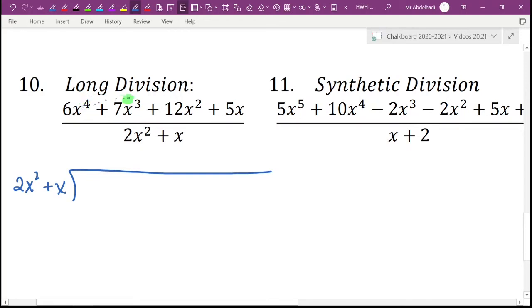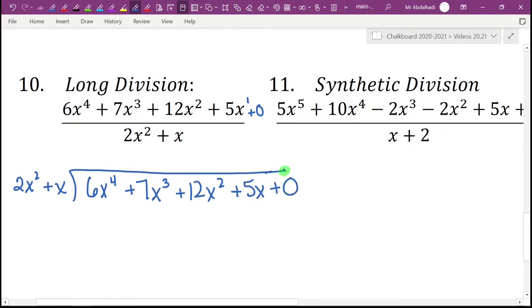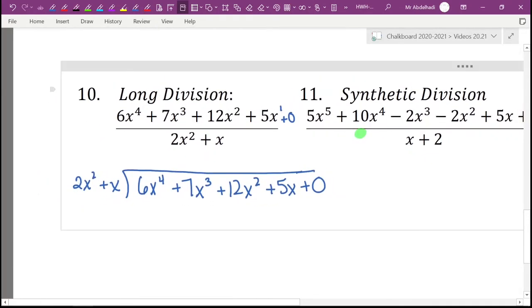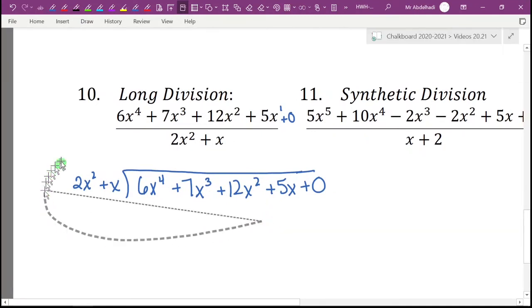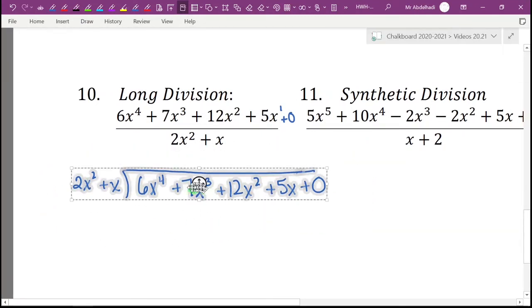So you have a 4th power, 3rd power, 2nd power, 1st power, but where's your 0th power? There isn't one. So I'm going to put an extra 0 on the end there to make sure I have all my powers. So here we go. 6x to the 4th, 7x to the 3rd, 12x squared, plus 5x, plus 0. Okay? And let's see if I can make a little more room here. Let's just move that over.